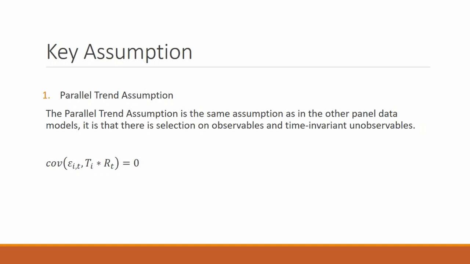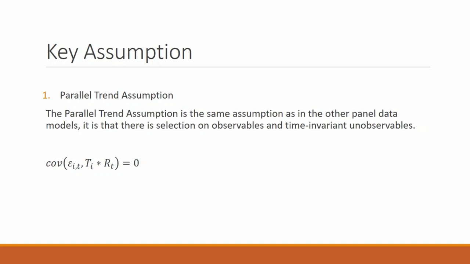Okay, so let's reiterate the parallel trend assumption one more time. The parallel trend assumption is the assumption that the treatment group and the control group change in the same way over time. They have parallel trends. All right. Now, this assumption is effectively the same as in the other panel data models, and that is that our new key independent variable of interest, which is T interacted with R, that is treatment interacted with the year, as long as that is uncorrelated with the error term, then we will have an unbiased treatment effect. An unbiased impact of whatever intervention we're measuring, like textbooks in my example.